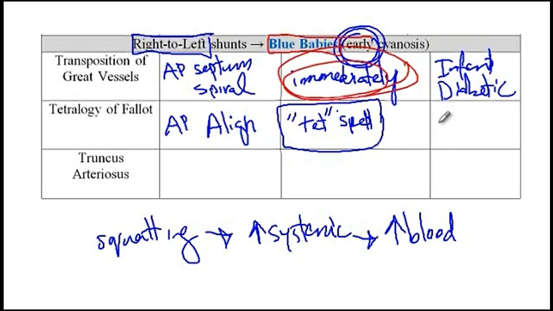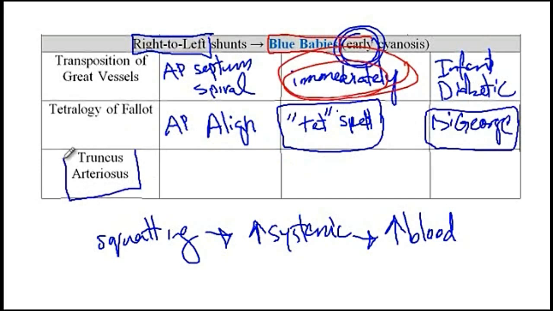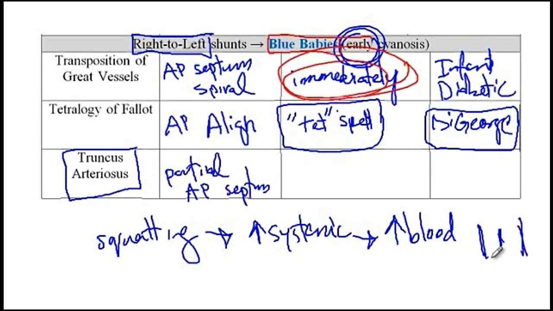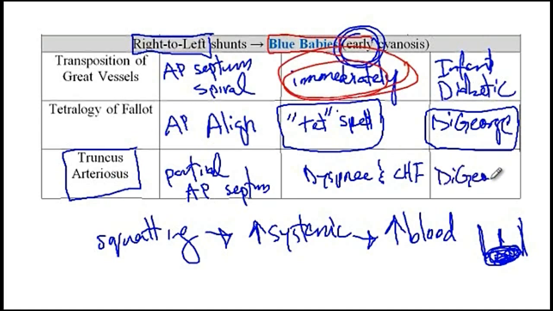And Tetralogy of Fallot is commonly seen with DiGeorge syndrome, which is caused by the failure of development of the third and fourth branchial pouch. The last condition I would like to talk about is persistent Truncus Arteriosus, and this is caused by the partial development of the aorticopulmonary septum. Thus there would be a part of this trunk that has both aorta and pulmonary artery mixing blood together, so this condition causes dyspnea and congestive heart failure, and similar to Tetralogy of Fallot, is commonly seen with DiGeorge syndrome.